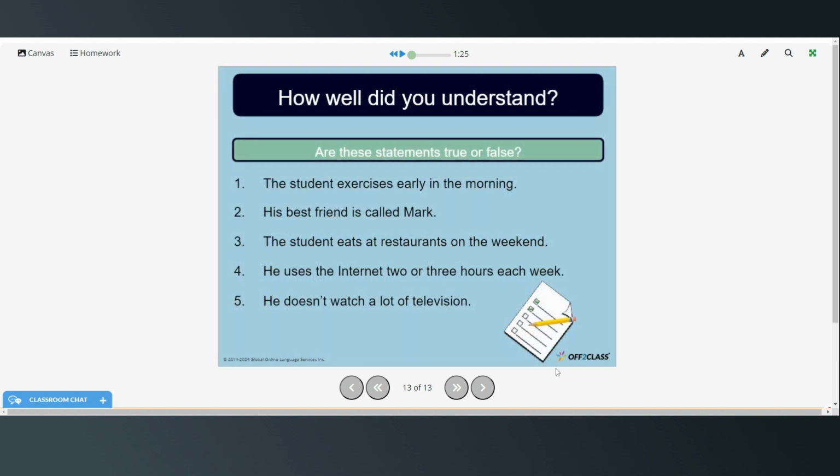All right, so how well did you understand? So again, these statements, I would mark these true or false. We'll listen and then you'll answer the questions. Let's read the questions first. The student exercises early in the morning. His best friend is called Mark. The student eats at restaurants on the weekends. He uses the internet 2 or 3 hours each week, and he doesn't watch a lot of television. So we'll listen.